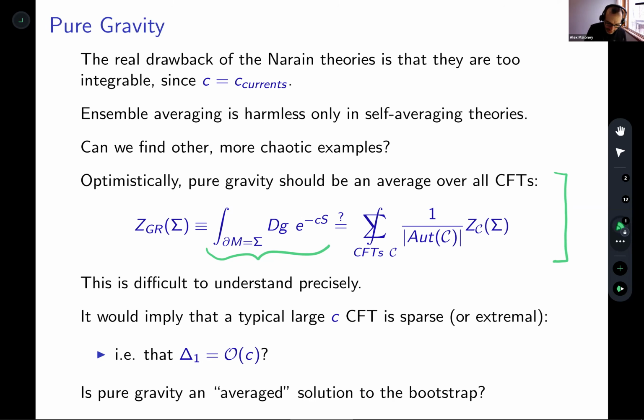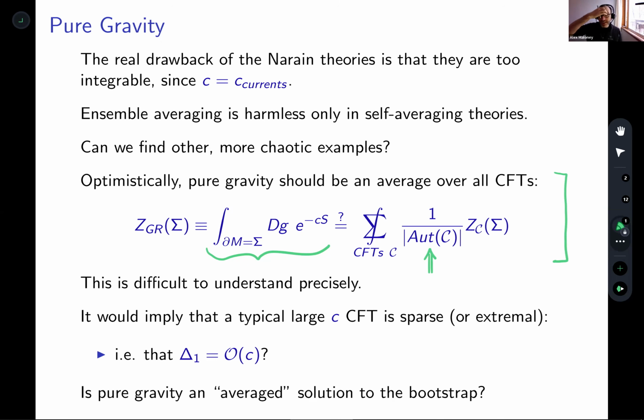And here, I think there's a natural guess for what the measure should be. But I don't have anything terribly insightful to say about how to compute this average exactly, except to say that if this statement is true, it has dramatic consequences for our understanding of the space of conformal field theories. Okay, and I think this is something that's worth mulling over for a second.